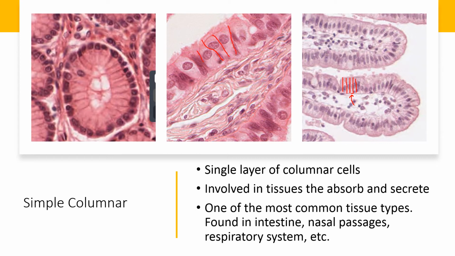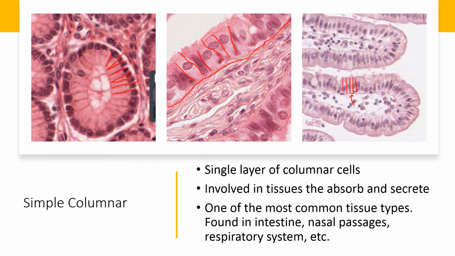This is simple columnar. There's only one layer of cells on top of the basement membrane, which separates the epithelium from the connective tissue. Here's another one. This one actually makes a duct. This is from the salivary gland. It helps deliver saliva. But you can see these rectangular shaped cells all packed together. And there's only one layer, so that's why it's called a simple epithelium. So this is simple columnar.